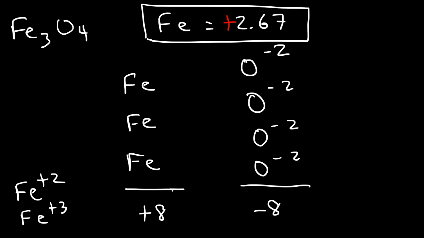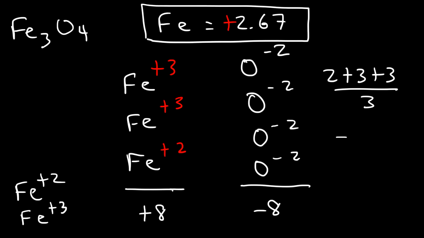So the question is, how many iron ions have a plus 2 charge and how many have a plus 3 charge? In order to get up to 8, 2 of them have to have a positive 3 charge and 1 of them has to have a positive 2 charge. If you average the numbers 2, 3, and 3 by dividing by 3, that's going to be 8 over 3, which averages out to 2.67.